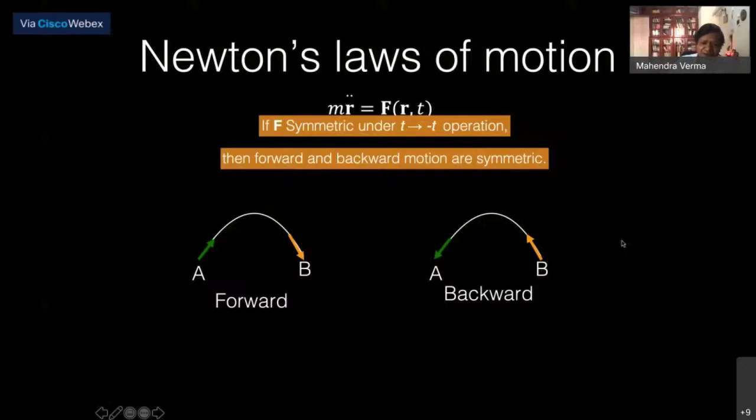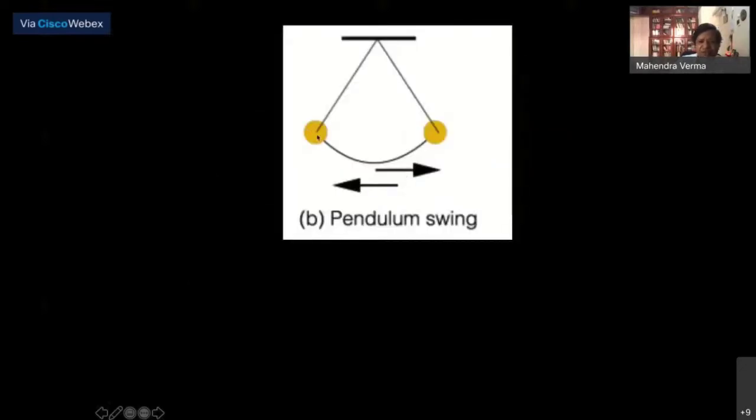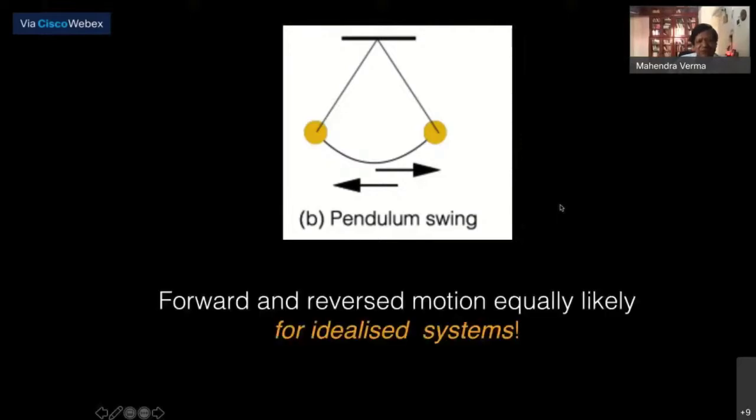Now, another simpler example is a pendulum swinging from left to right. Now it is a forward motion. Of course, when it reaches the right, it comes back to the left. But that is the time reverse motion of the forward motion, right? So when it comes from right to left, that is the same as the time reverse motion of the forward motion. So both these motions are equally likely for a pendulum.